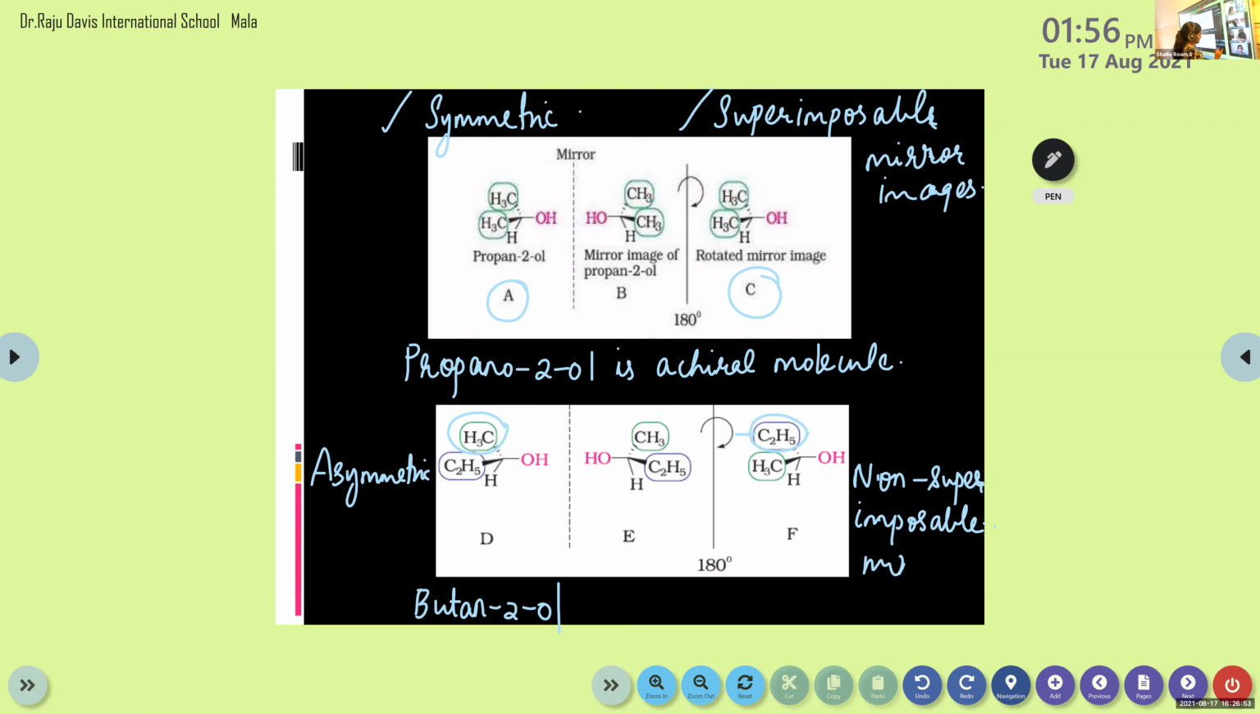Mirror image. So what about butan-2-ol? Is it a chiral molecule or an achiral molecule? Which one? Gayatri? Chiral molecule. Yeah, chiral molecule. It has both an asymmetric carbon atom and a non-superimposable mirror image.